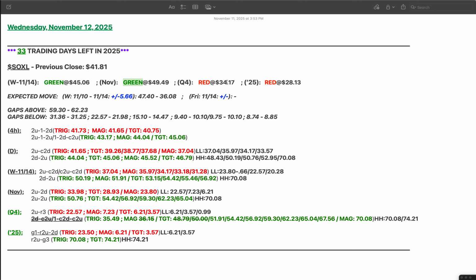Now the quarter and the year are red, and we're a decent distance away from flipping those green, but we do want to keep in mind what those levels are. Again, the market maker's expected move for the week was plus or minus $5.66, giving us a range of 47.40 to 36.08. And then we closed that double gap below us today, so we're back to the old gap levels that we have, nothing new, but we still want to keep those in mind.